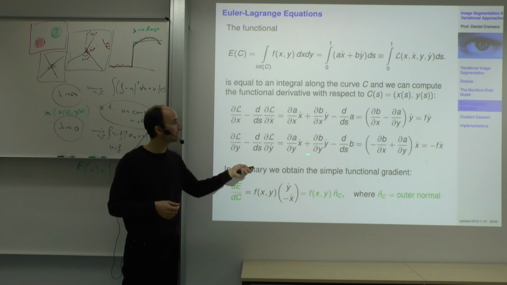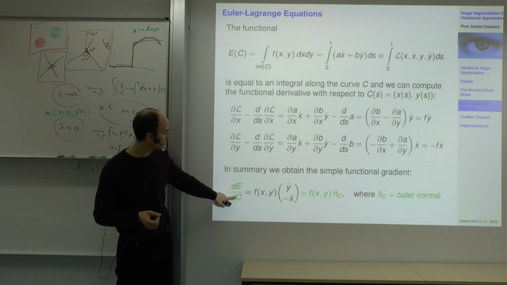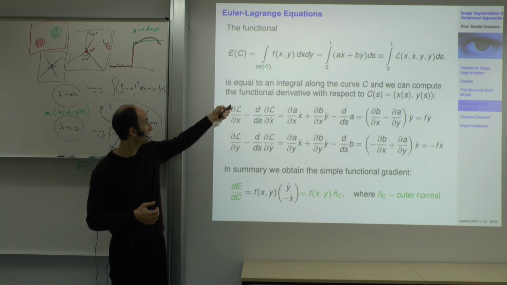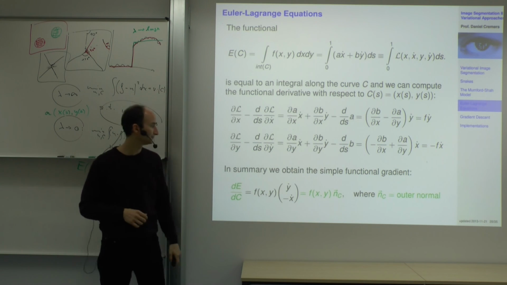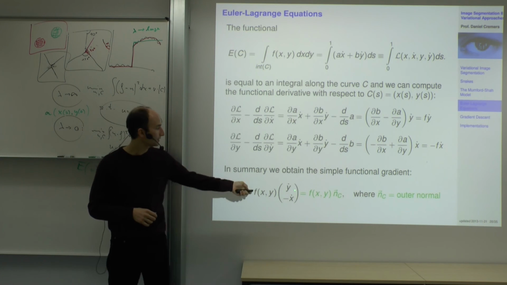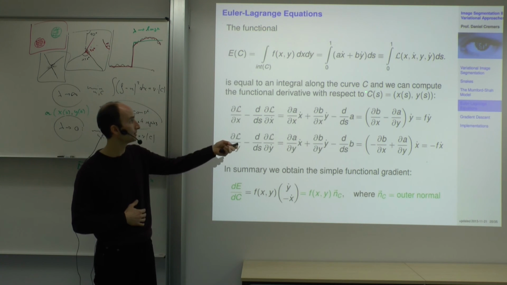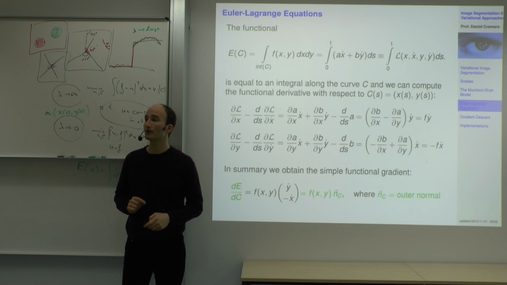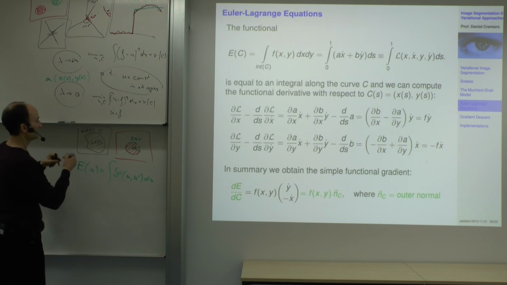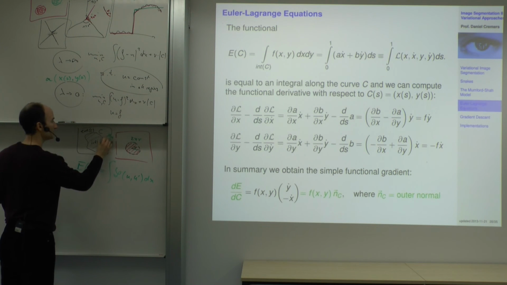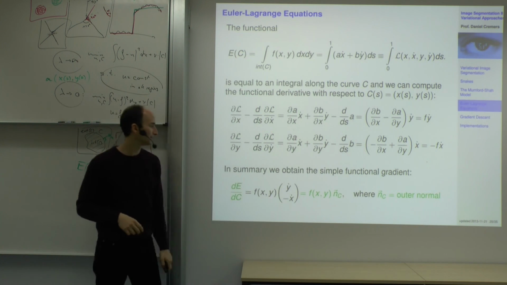So the whole lengthy calculation can be compressed in a very short result, saying that dE/dC, the functional gradient of that energy with respect to C, is just f times (y dot, minus x dot). And it turns out that this vector here, y dot and minus x dot, where x and y represent the curve, is nothing but the outer normal on the curve. So for our curve here, this is the outer normal, a unit vector pointing outward. And that's exactly this vector here.